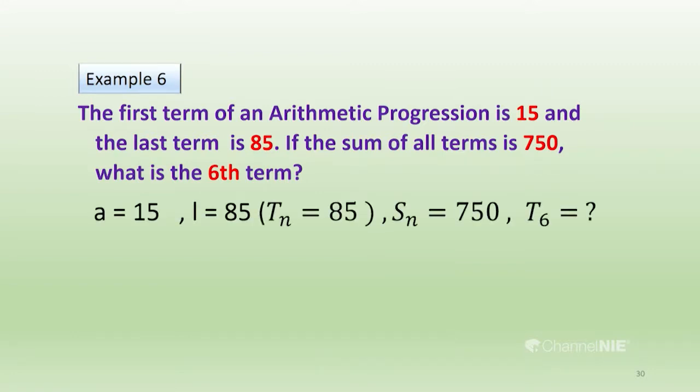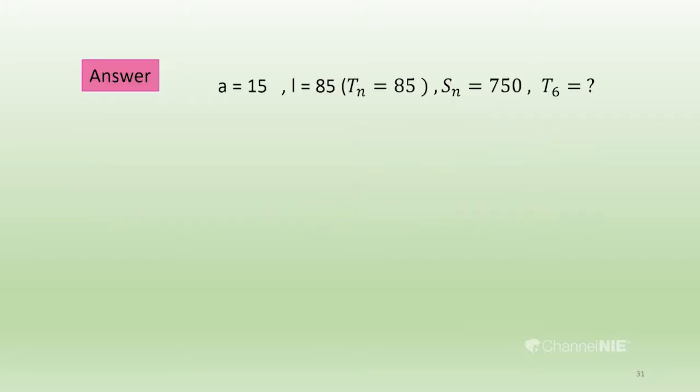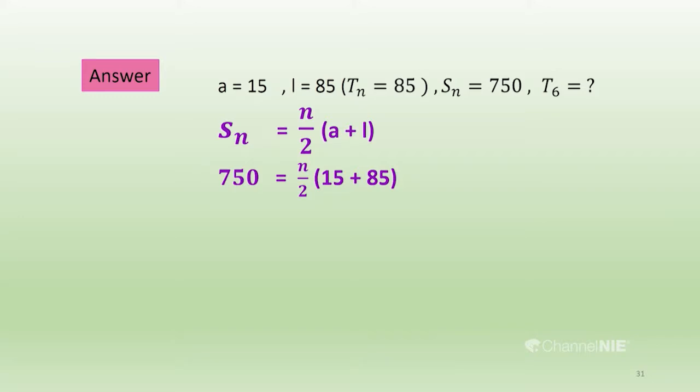Okay, here first I have written the given things. First term is 15, last term is 85, and the last term can be represented using Tn. Sn was given and that is 750. Then we have to find T6. We can find that by applying Sn equals n over 2 times a plus l. So Sn was given, that is 750, and n over 2 times 15 plus 85. Using that we can find the number of terms. After knowing the number of terms, you can find T6 by substituting into the Tn formula.